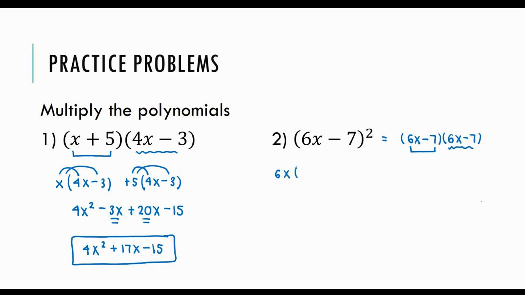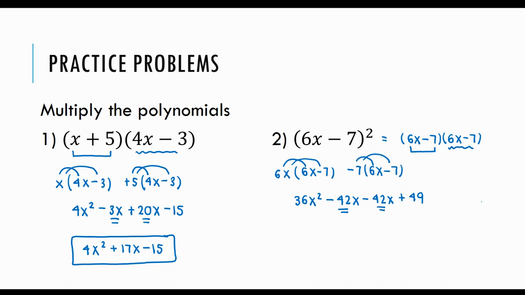So we're going to have 6x being multiplied to the 6x minus 7. And then the negative 7 is going to have to get multiplied by the 6x minus 7. So when I start distributing, 6x and 6x is 36x squared. 6x and negative 7 is negative 42x. Distribute the negative 7. Negative 7 times 6x is another negative 42x. And then that negative 7 times negative 7 is positive 49.